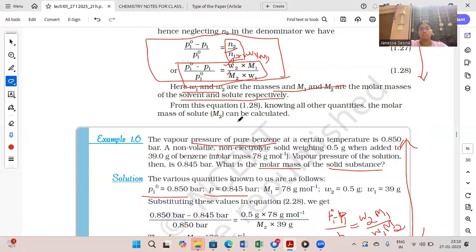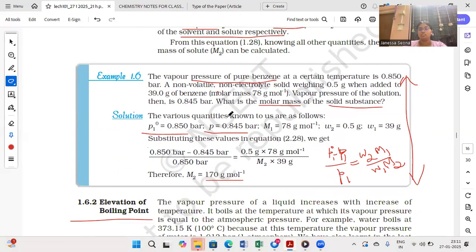Okay, so (P1⁰ - P1)/P1⁰ = X2. X2 can be expressed in terms of weight by molecular weight of solute divided by weight by molecular weight of solvent. So W2/M2 into M1/W1, and from this we can calculate either the molecular weight of solute or molecular weight of solvent, or some other parameters can be easily calculated. Let us solve one problem based on this.